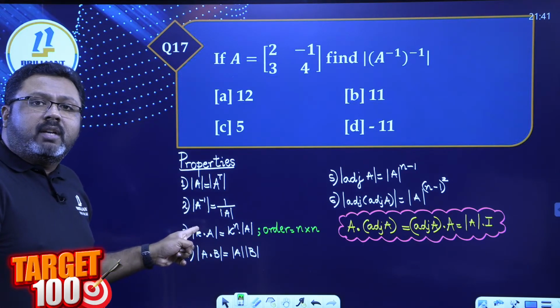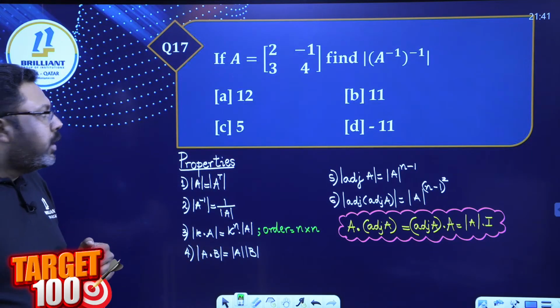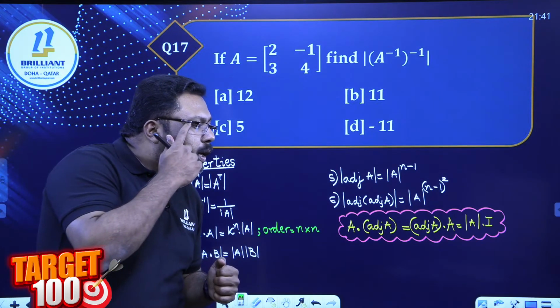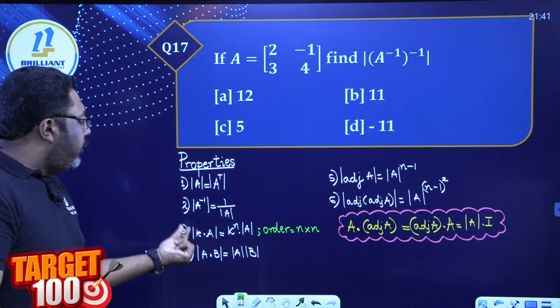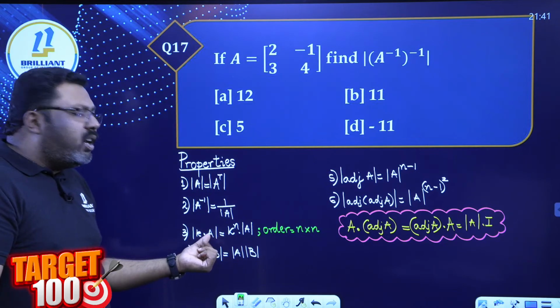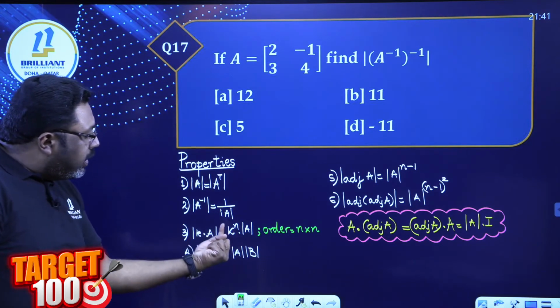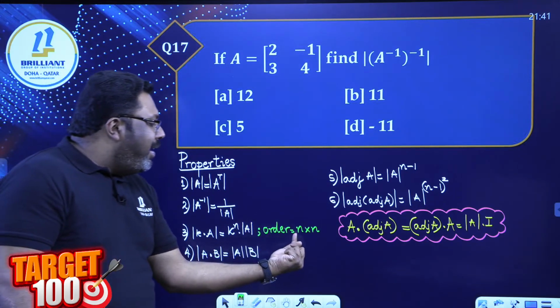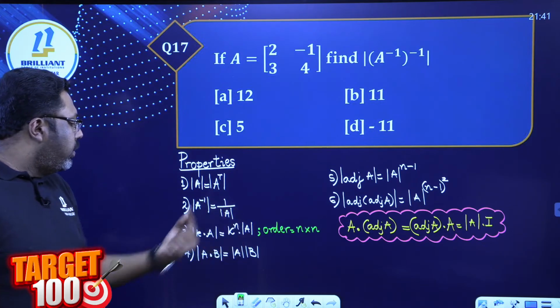Determinant of the inverse of a matrix is 1 by determinant A. Right answer coming already from Prapti and Abin. Then determinant of K into A. K is a scalar number. Remember, K is a scalar number. Then the answer is K raised to n, where n is taken from the order of the square matrix. K raised to n, determinant of A.